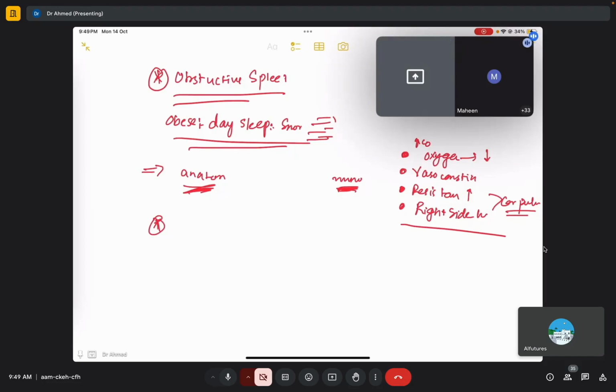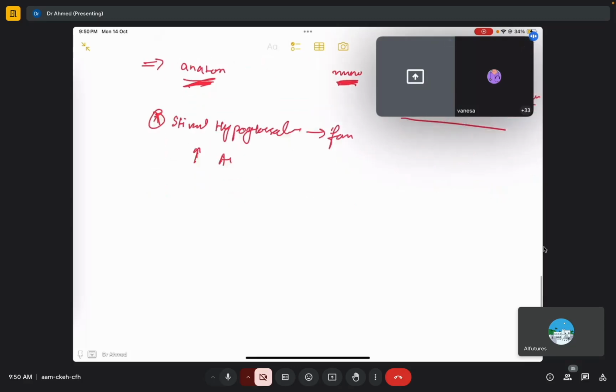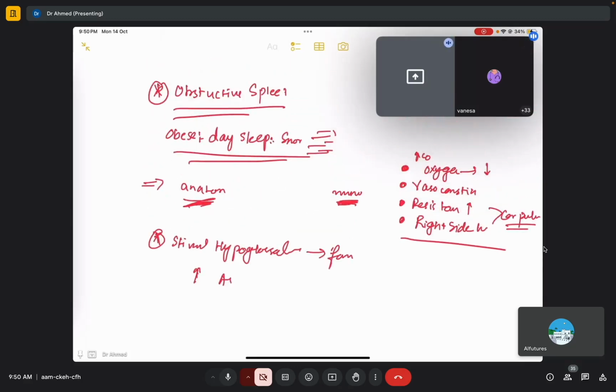Stimulation of the hypoglossal nerve. Okay, perfect. If we stimulate the hypoglossal nerve, what would happen? The tongue moves forward and the diameter increases. Okay, perfect. So the tongue is going to move forward, and as a result you are going to see an increase in anterior-posterior diameter, and it can somehow correct this obstruction, right? Okay. So it was all about obstructive sleep apnea.